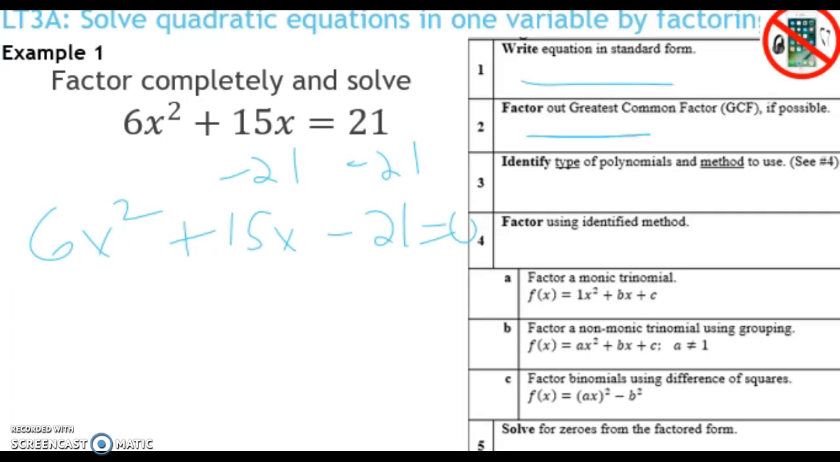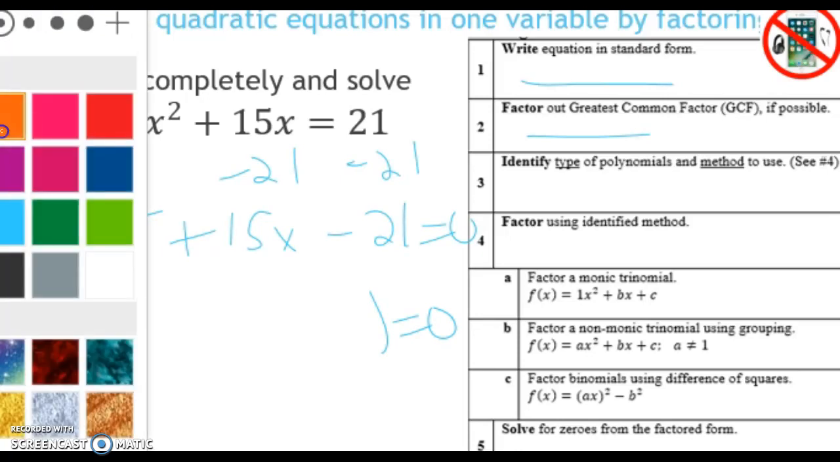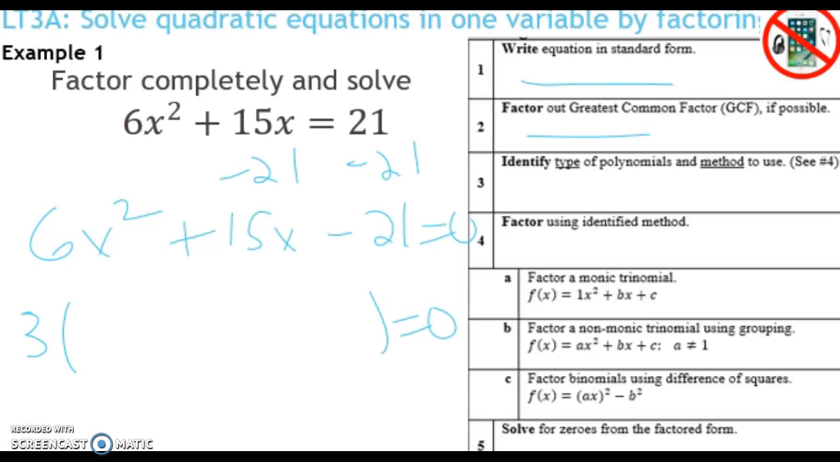Next, we want to see if there is a GCF that we can take out. The largest number that divides 6x squared, 15x, and minus 21 is 3. So we're going to factor out a 3. And to figure out what goes inside the parentheses, we're going to divide every term by 3. Okay, so that's going to give us 2x squared plus 5x minus 7.